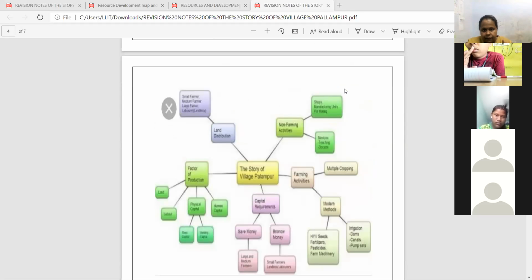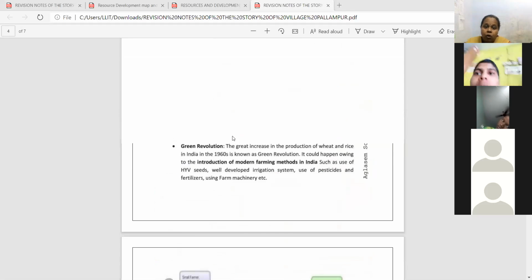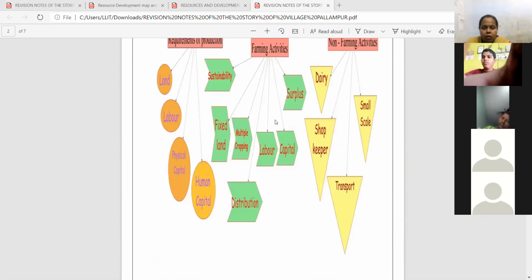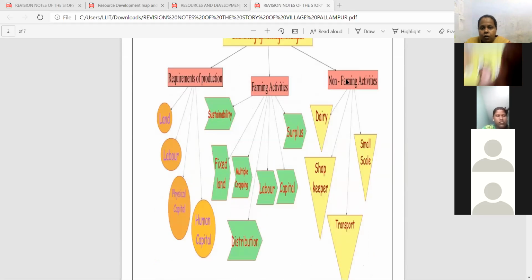It is given in this kind of flowchart also. So what is the factor of production? What are the farming activities? What are the non-farming activities? What is the land distribution? So now you have to draw this flowchart in your notebook. Time allotted for you is 5 minutes. Start doing.